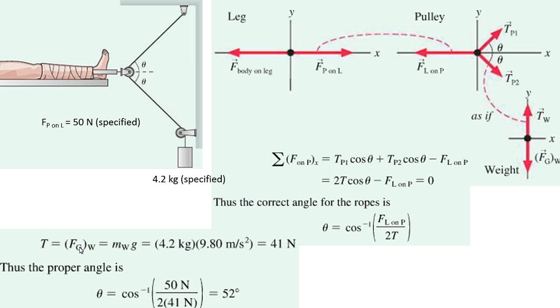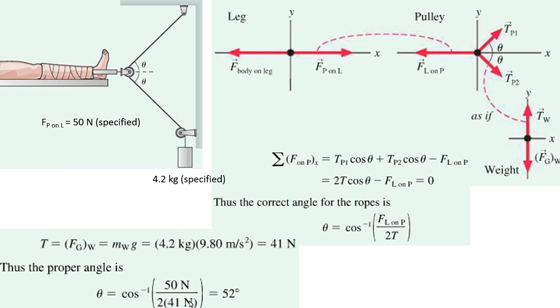So now if we move over to the hanging weight, it's also going to be acted on by the same tension that is in the other two strings. So that means that T has to be equal to the downward weight of this hanging weight, which is mw times g. mw being 4.2 kgs, that works itself out to be 41 newtons. So the tension in all three of these string segments is 41 newtons.